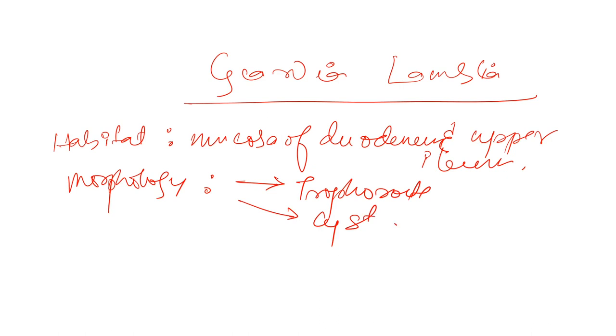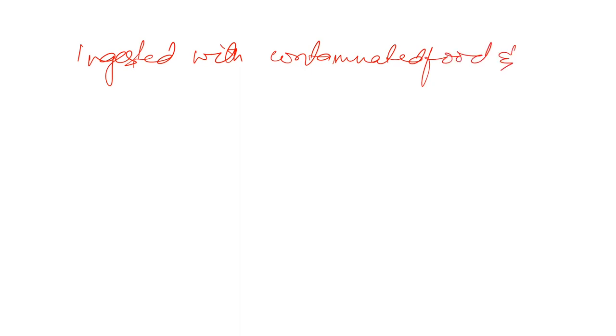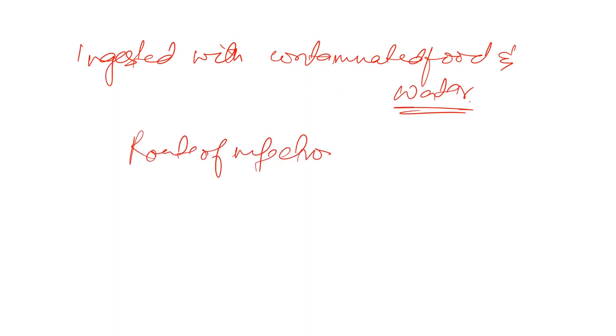So how does this infection happen? Let's see how this infection of Giardia happens. It is ingested with contaminated food and water. So basically the route of infection is feco-oral. Feco-oral route is the route of infection.